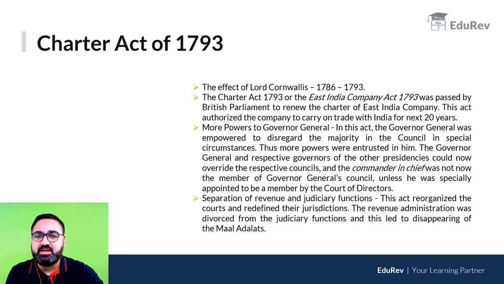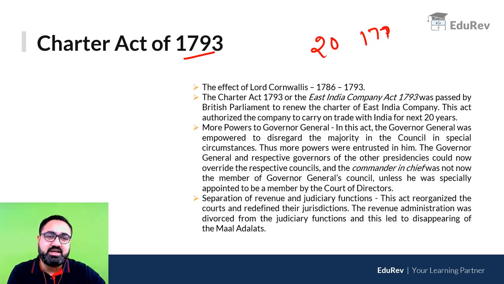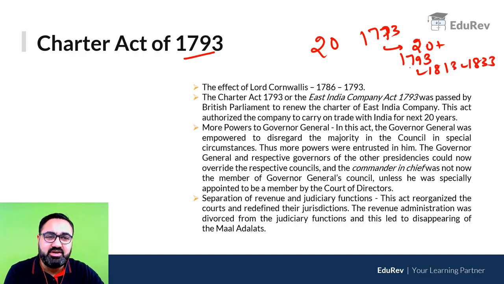1793 की एक्ट इसलिए भी आई थी, as I said earlier also, जो चार्टर मिलता था ईस्ट इंडिया कंपनी को इंडिया में काम करने के लिए, वो 20 years के लिए मिलता था. So 1773 के चार्टर में permission was given for 20 more years. Then it had to be renewed in 1793, then in 1813, then in 1833. इसलिए 1793 का एक्ट आया था. So it gave the East India Company permission for 20 more years to trade in India with a monopoly, and more powers were given to Governor General.